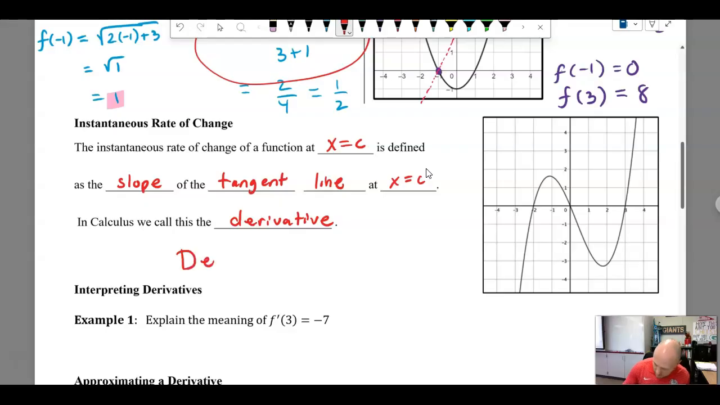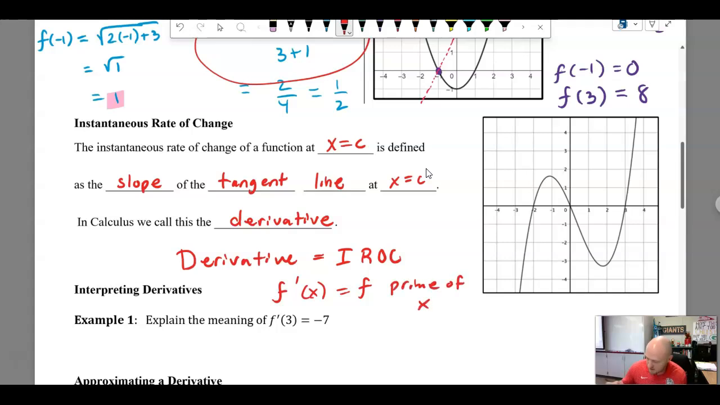Maybe write this right here. Derivative equals, not AROC, we call it IROC. Instantaneous rate of change. And we need some notation. In mathematics, we love notation for this. So a derivative has this notation, f prime of x. This is f prime of x, okay? So if there's a number in there, that's the instantaneous rate of change at that specific point.